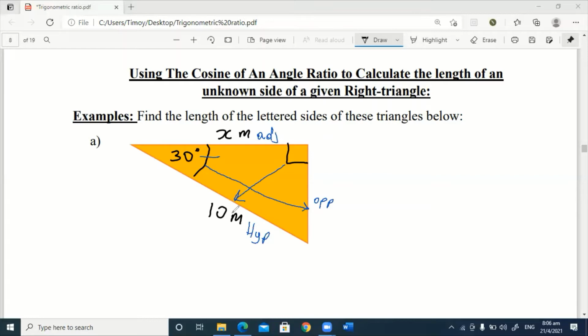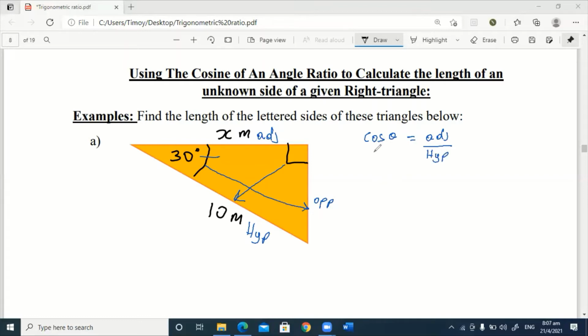Now, based on the information that I have, a length which represents the hypotenuse, an unknown side which represents the adjacent, which I want to find, and an angle, therefore the most suitable ratio is going to be the cosine of an angle. So we can say that by definition, cos theta is equal to the adjacent length divided by the hypotenuse length.